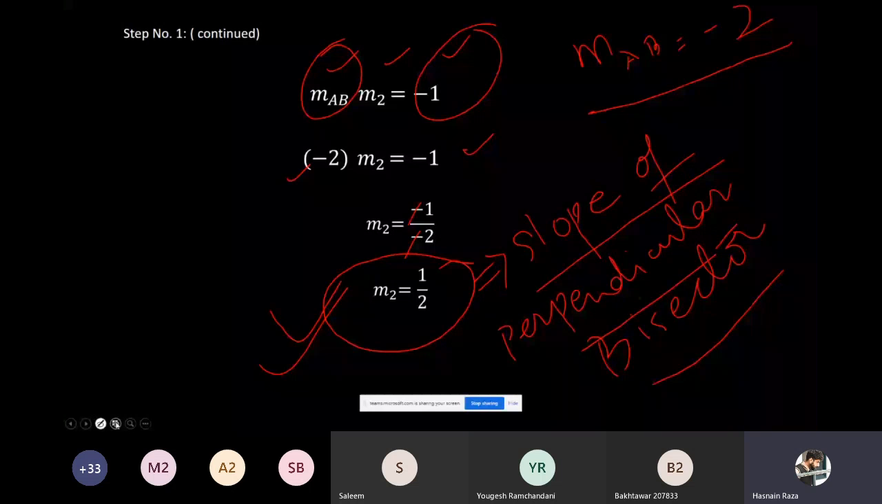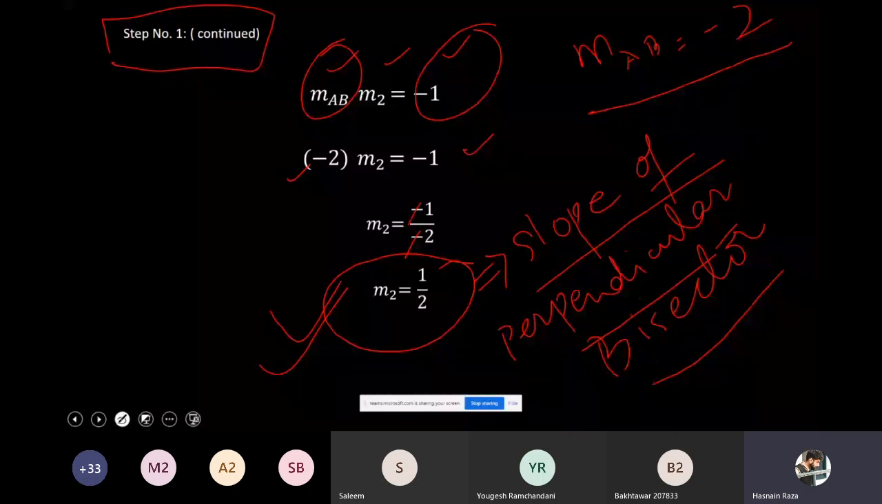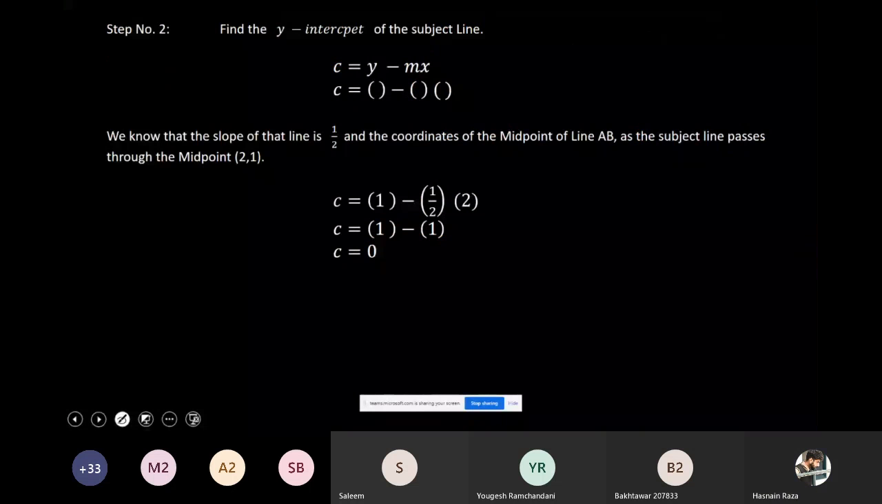पहला स्टेप अभी खत्म हुआ है हमारा. पहले स्टेप में क्या बोलता है? जिस लाइन की इक्वेशन बनानी है उस लाइन का स्लोप बताओ या फाइंड कीजिए. तो हमने जिस लाइन की इक्वेशन बनानी है उस लाइन का स्लोप मालूम कर लिया and that slope's value is 1/2. Second step, it says that find the y-intercept of the line.